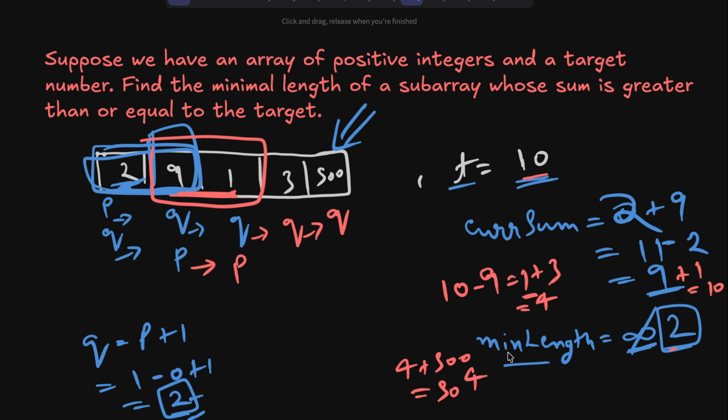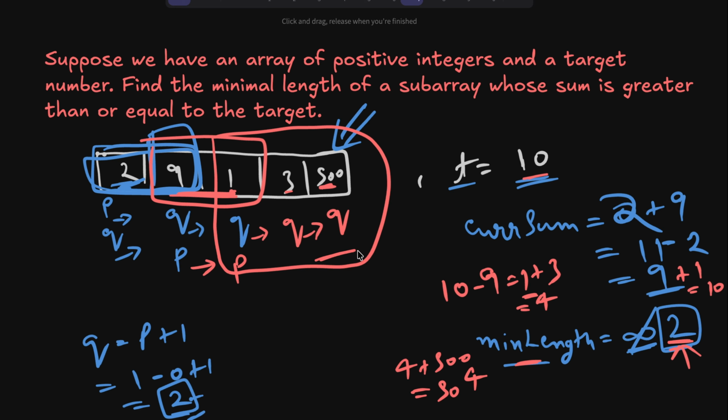So 504 is definitely greater than or equal to 10. So I know that I have found a valid window, right? So p is here and the q is at the ending index. What is the size of it? It is 3, right? There are 3 elements, 1, 2, 3. So the size of the window is 3. But the minimum size that I already stored is 2. So 3 is greater than 2 and I need to store the minimum length. So I will not store 3 here. I will let it be 2.